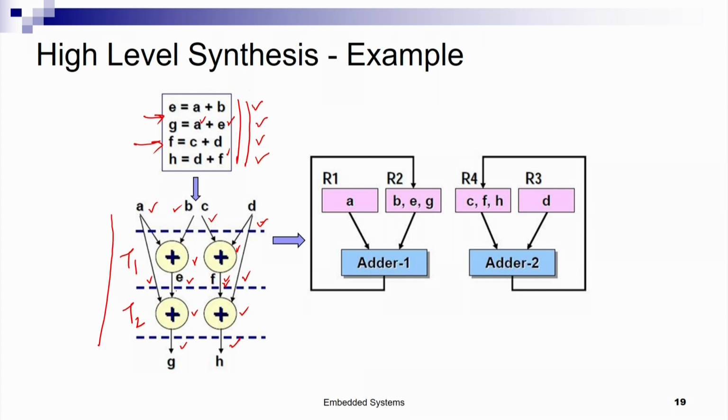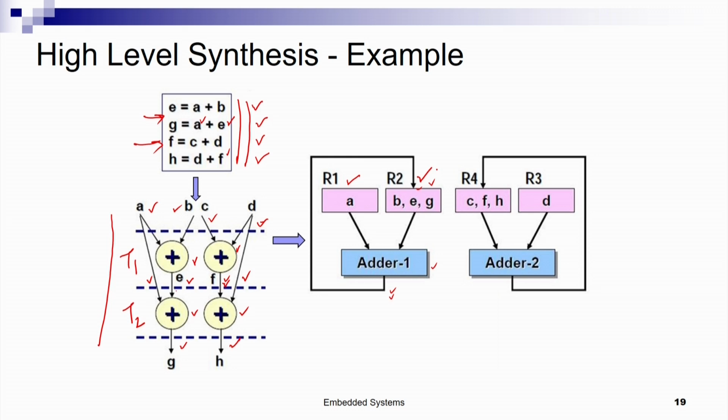Okay. So, this is the schedule of operations that we have, and what is the kind of RTL level representation in terms of the data path that we realize. So, we store A in R1 and B in R2, and then we pass it to adder 1 and the output of adder 1 goes back to R2 and E is produced, and after E is produced, E and A is again added in adder 1 and the output G is produced, which is stored in R2.